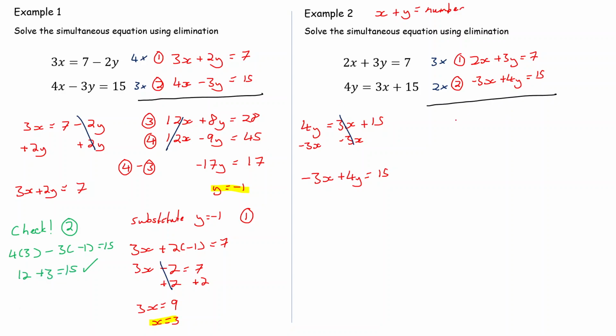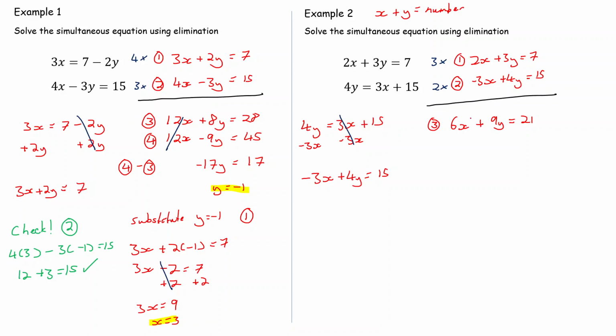3 times by 2x is 6x. 3 times by plus 3y is plus 9y. 3 times by 7 is equal to 21. Good. That's equation 1 times by 3. I've changed it, so call it something new, like equation number 3. Equation number 2, I'm timesing it by 2.